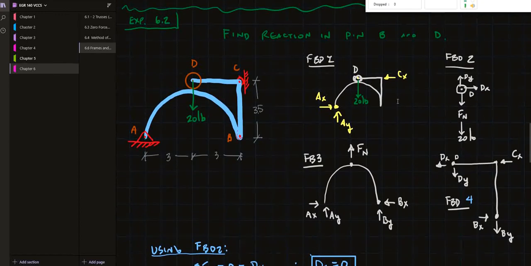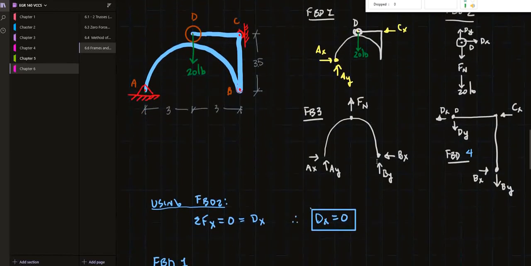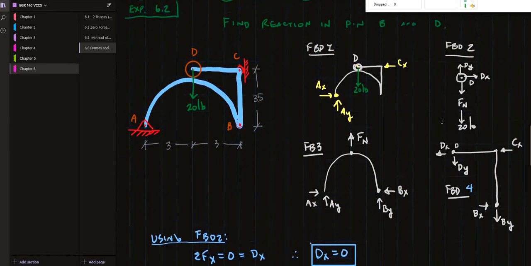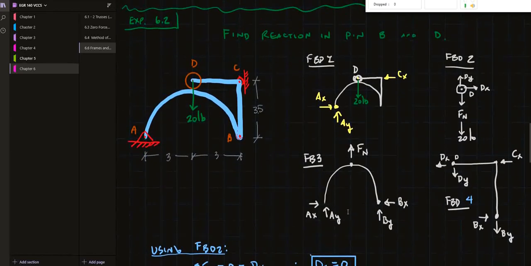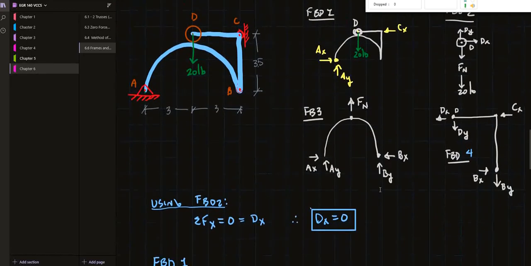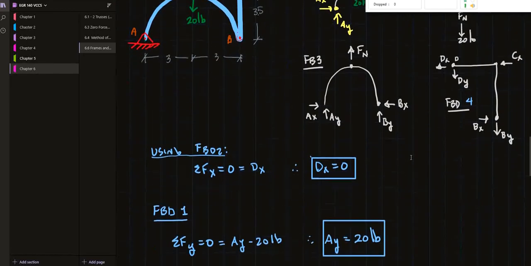So now we have dx, dy, so we found d, and we have by. The only thing we need is bx. I'm going to leave that to you to solve for using one of these free body diagrams.